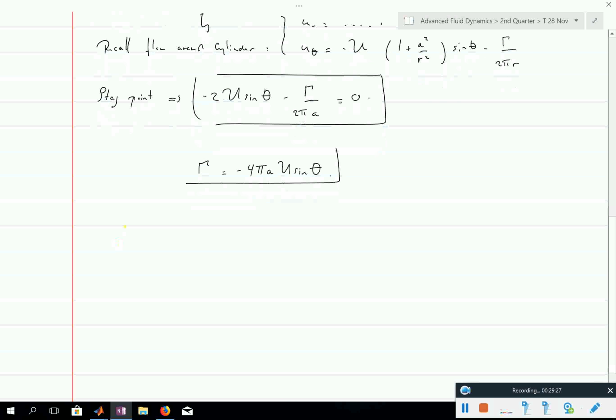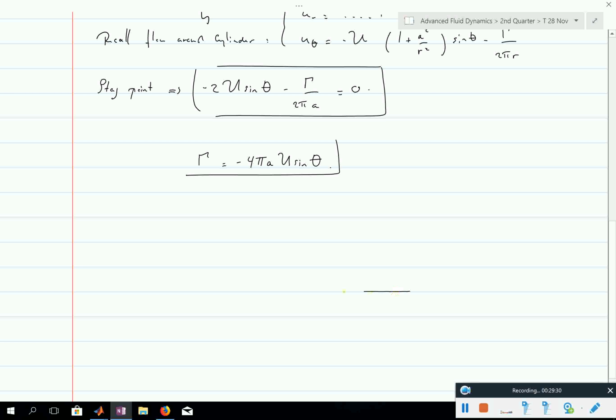Now let me plot everything. So we're going to plot the function minus 4 pi a U sine theta against theta. The function is going to be at first negative. The sine looks like that. This here is theta equals pi, and this here is theta. So we only look at one period now. We don't need more than one period.